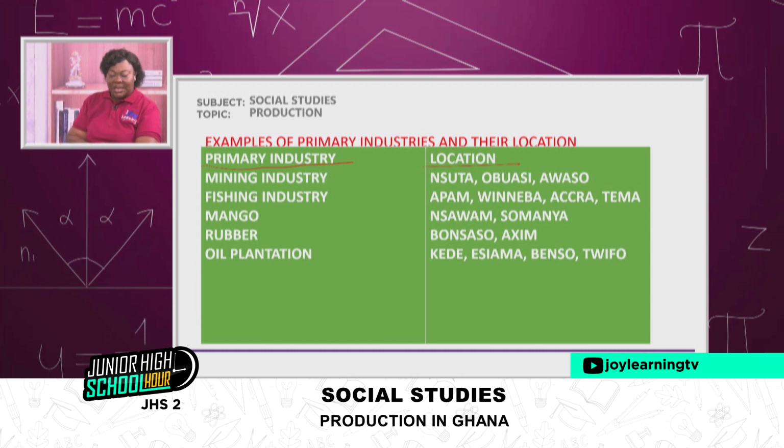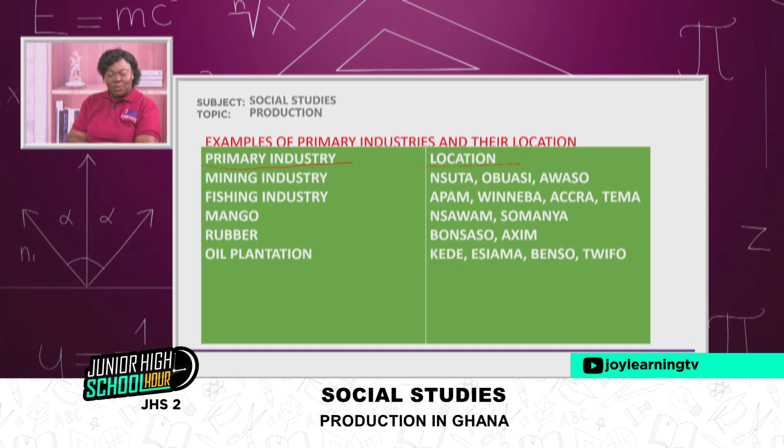Now the fishing industry, we have Apam, and then we have Winneba, we have Greater Accra, Jamestown. That's how we can get a fishing industry. And then we have Tema, the almighty Tema Harbour. That place is also a fishing industry.